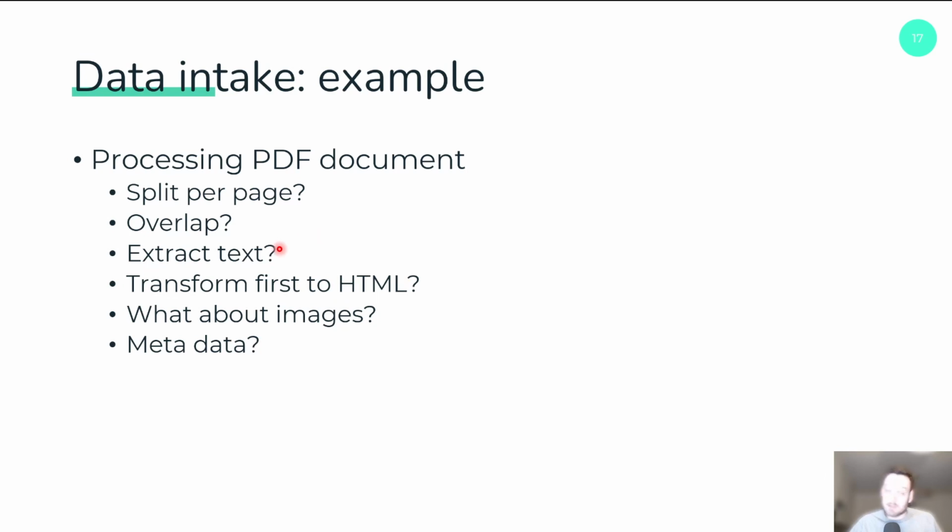Then how are you going to extract the text? Are you going to use OCR, or how are you going to do that? Maybe it's better to transform first the page or the PDF into HTML so you can split on the tags. Maybe that's a way. How are you going to deal with images? How are you going to process the metadata that's related to this PDF as well? There are so many options out there, and this is where you have to spend a lot of time figuring out what is a good solution for the data that you have.